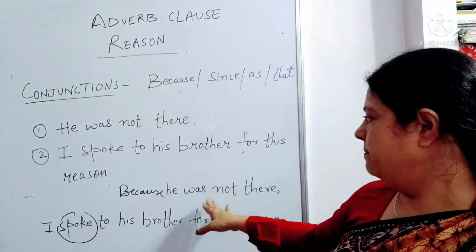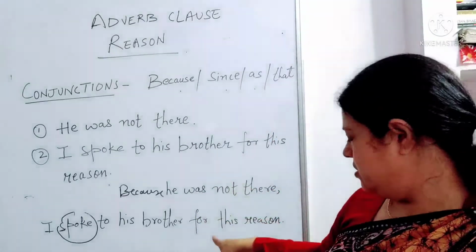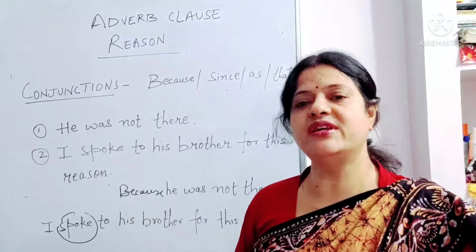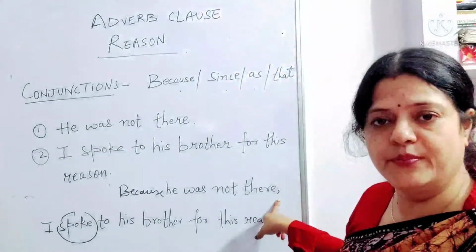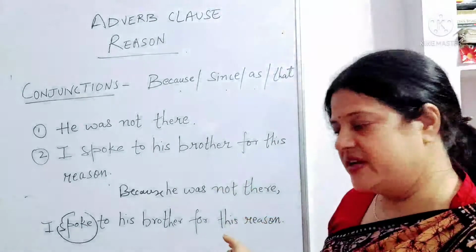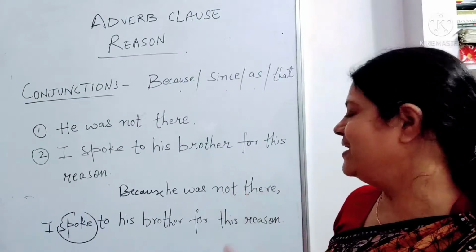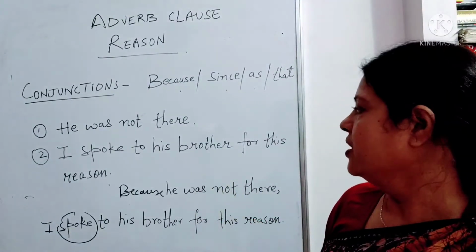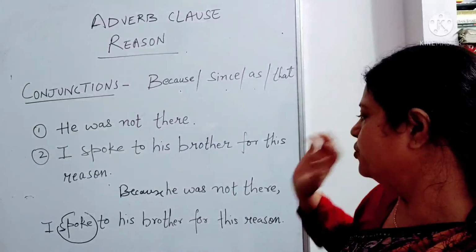So if we keep it in front of the principal clause, or in the beginning of a sentence, we need to put a comma. But if we don't put it in front of the sentence, we don't need to put any comma to show it. Okay. Now I think it has become clear to you.